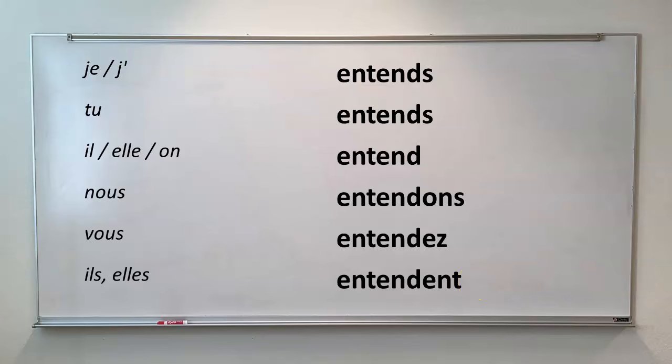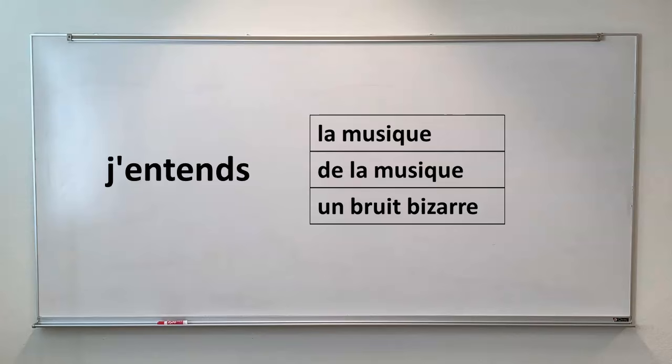So now that you know the forms, the next step is to put it in context. Let's practice a little bit with it. So I can say things like j'entends la musique, which means I hear the music. J'entends de la musique, I hear some music. So the difference here is you're hearing some specific type of music. Maybe you've talked about it. J'entends la musique. If you say j'entends de la musique, you're just hearing music, some music.